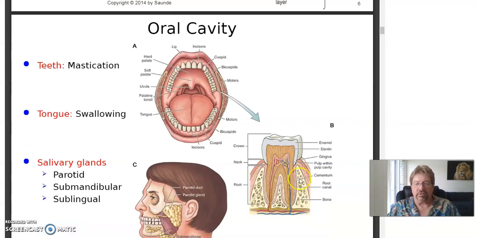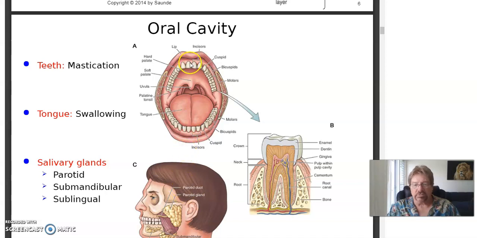Oral cavity. Teeth are for mastication. Mastication is a medical term for chewing. Tongue used for swallowing as far as digestion. Salivary glands, we have 3 pairs. They're located bilaterally. The parotid glands, which are the biggest, the submandibular, which is on the jaw, and the sublingual, which is up closer to the tongue. Digestion of carbohydrates, guys, starts in the mouth. There's an enzyme that starts breaking down carbohydrates in the mouth called ptyalin.